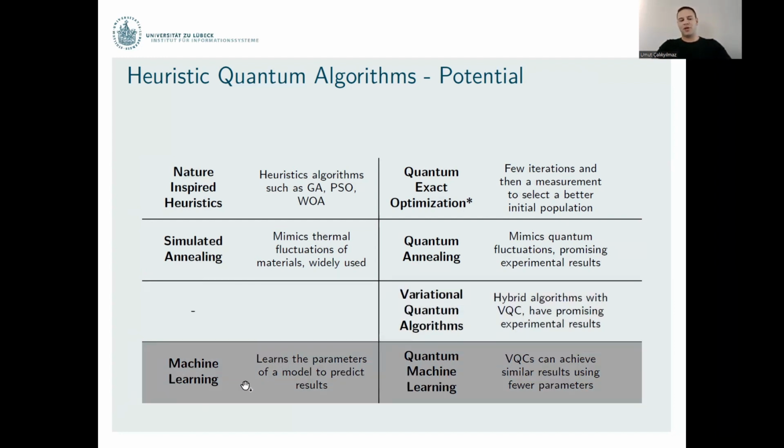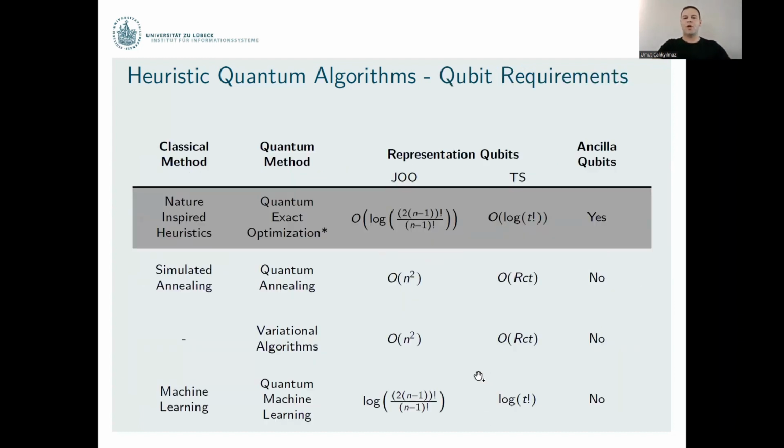In classical machine learning, we learn the parameters of a model to predict the results of new data points. And in quantum machine learning, similarly, we try to learn the parameters of a variational quantum circuit. And it has already been shown that variational quantum circuits can achieve similar results to classical machine learning using fewer parameters. Now let's see the qubit requirement for these algorithms.